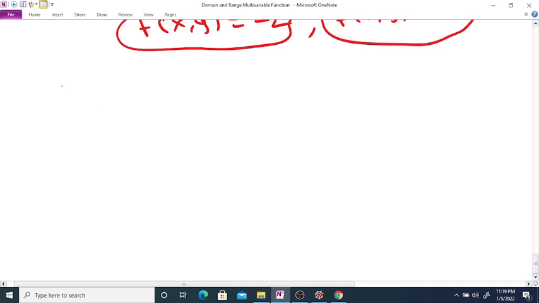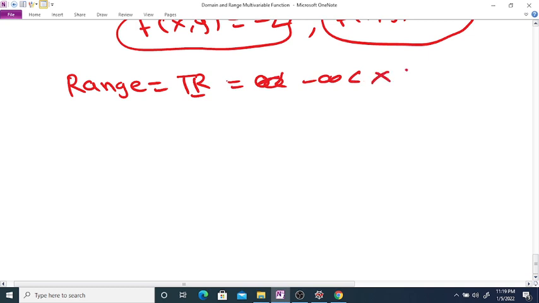So here the range is equal to the real numbers, that is, R, that is, minus infinity to plus infinity. So this is the range.